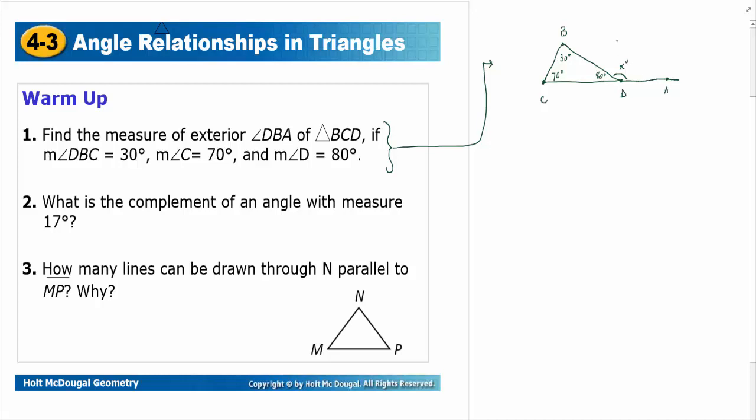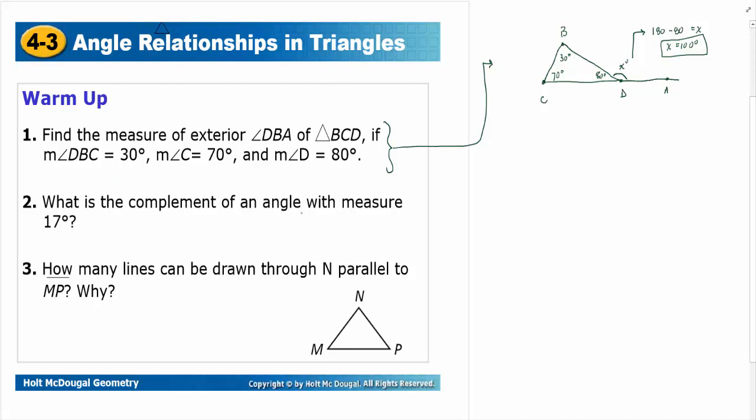Now again, the key on this is going to form a straight line. So our angle is going to be, for X, it's going to be 180 minus 80. Our straight line, take away 80, that's going to give me X. So X is 100 degrees. That's my exterior angle.